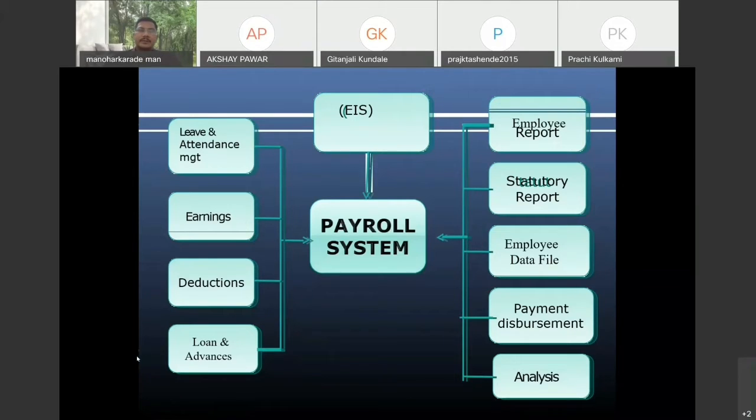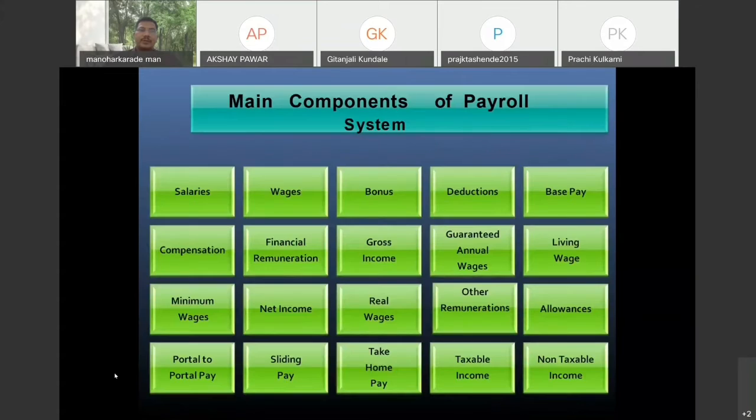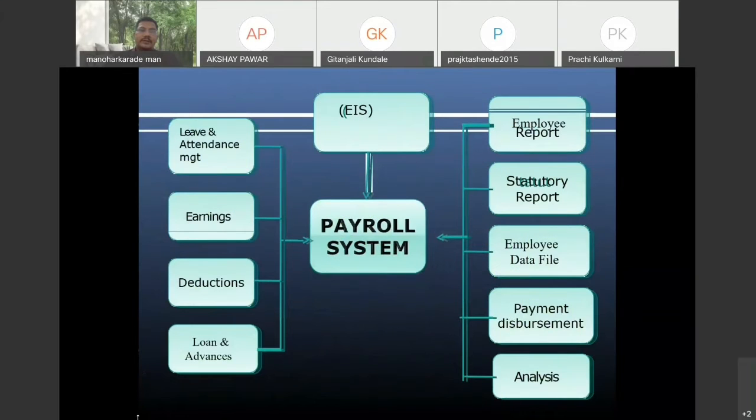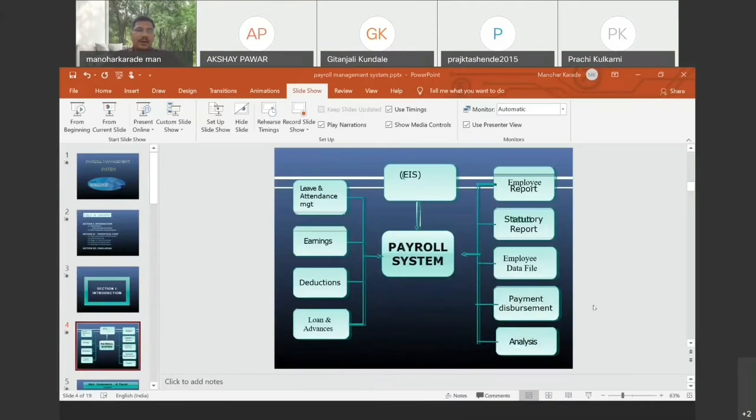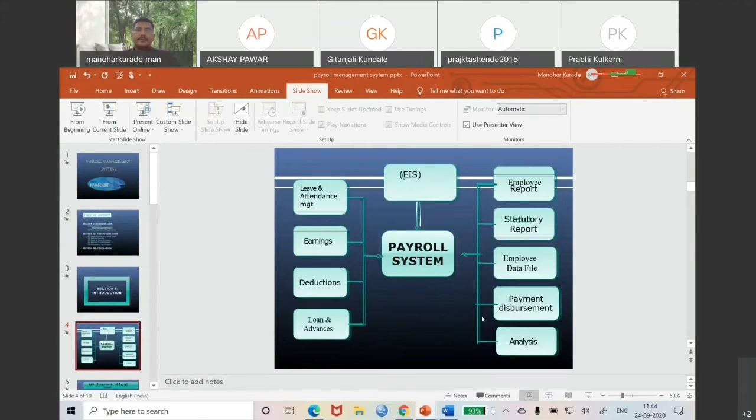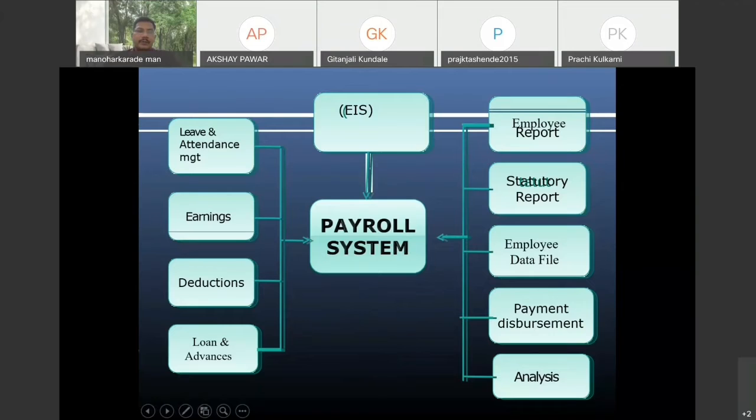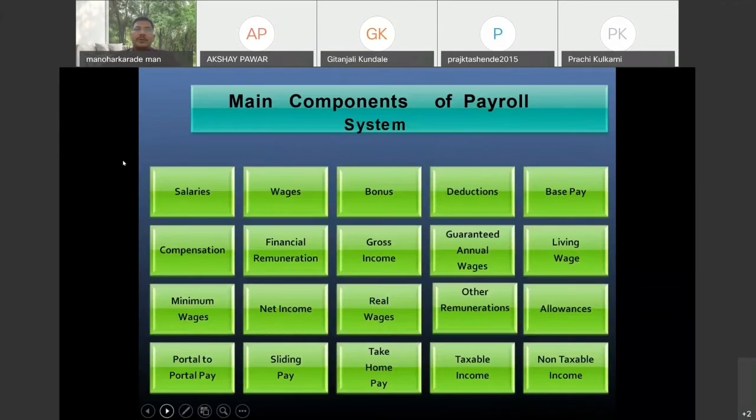So if you look at the points which we are going to cover in the discussion, there are so many points which we are going to discuss. Now we will discuss the main components of payroll system. What are the different components which we need to take into consideration while defining and determining the payroll management?